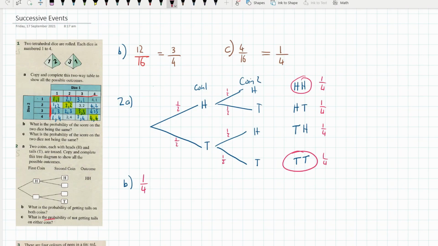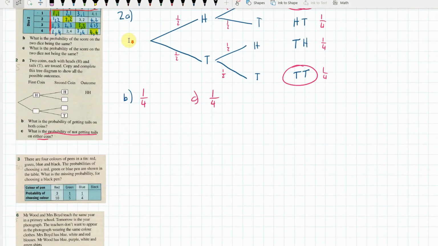What's the probability of not getting tails on either coin? Obviously, if you're not getting tails on any coin, that's this one here, heads, heads, which is also 1/4. Okay, now we're moving on to question 3.